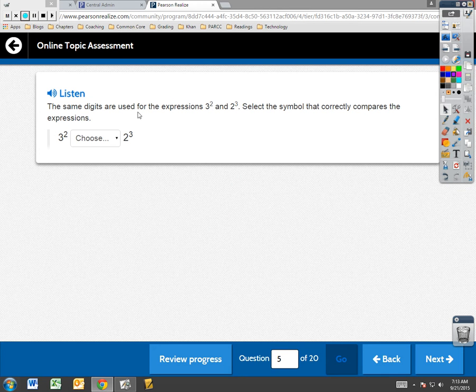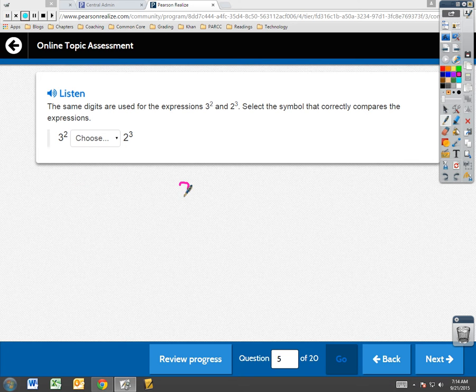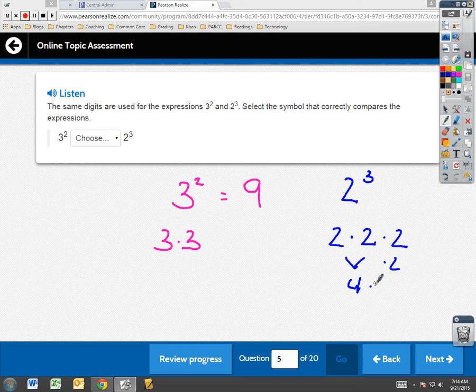The same digits are used for the expression 3 to the second power and 2 to the third power. Select the symbol that correctly compares the expressions. I have options: less than, greater than, or equal to. First, let's find out what 3 to the second is. That's just a fancy way of saying 3 times 3, which equals 9. And 2 to the third is a shorter way of saying 2 times 2 times 2. Well, 2 times 2 is 4, and 4 times 2 is 8.